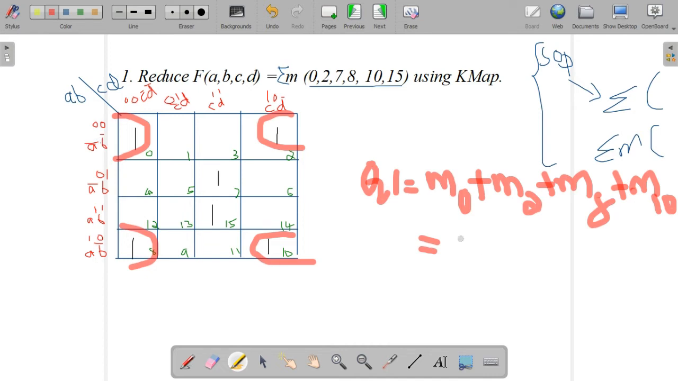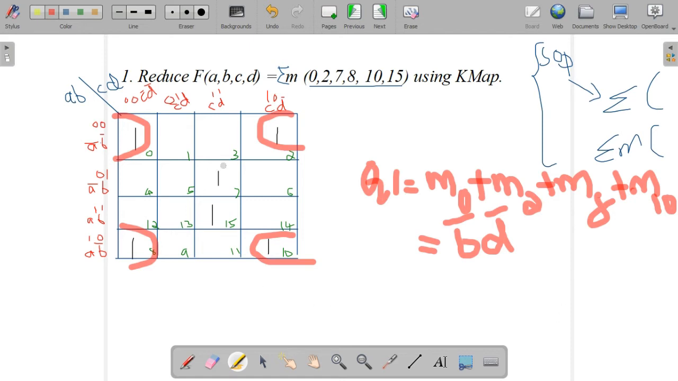In an easy way, in a single step we can do it. Which one is common here? A dash, B dash and A B dash. B dash is not changing, so we write B dash. Here which one is not changing? D dash is not changing. So we will get the value B dash D dash.